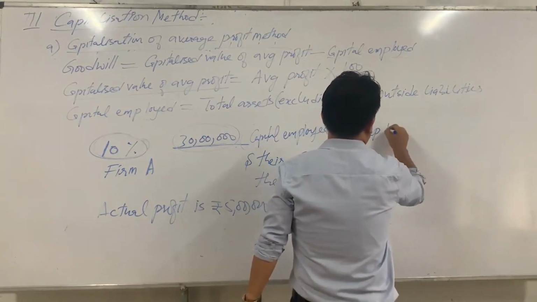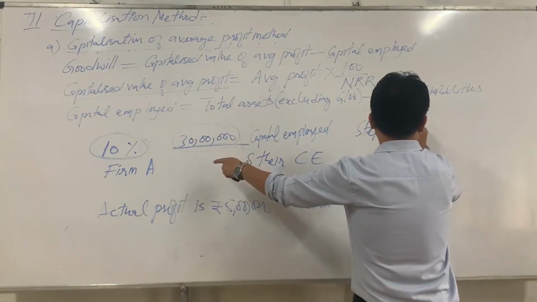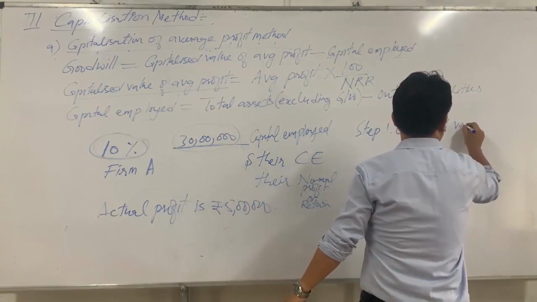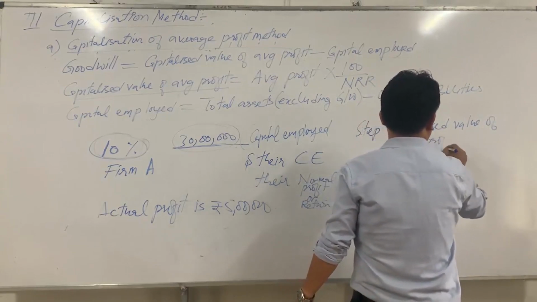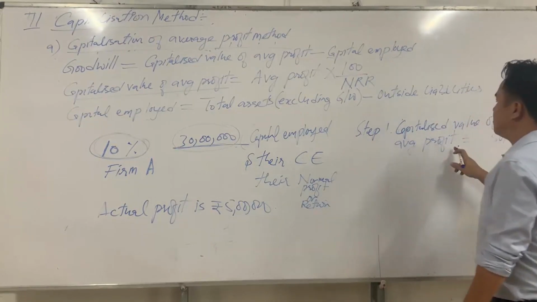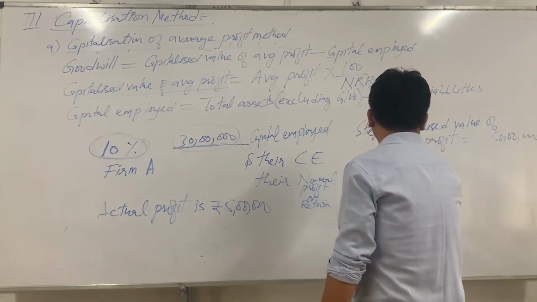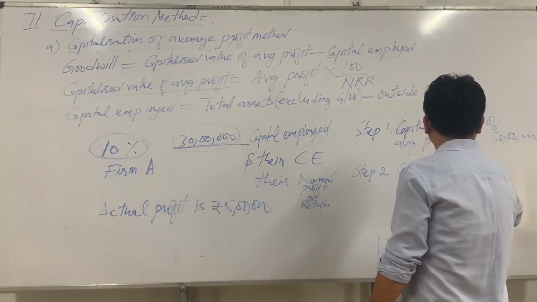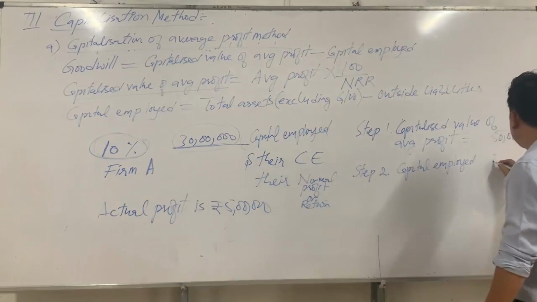Step 1. Capitalized value of average profit is equal to how much? 50 lakh, which means the market value of our firm is 50 lakh. Step 2. Capital employed, which means the capital invested by our firm is only 30 lakh.